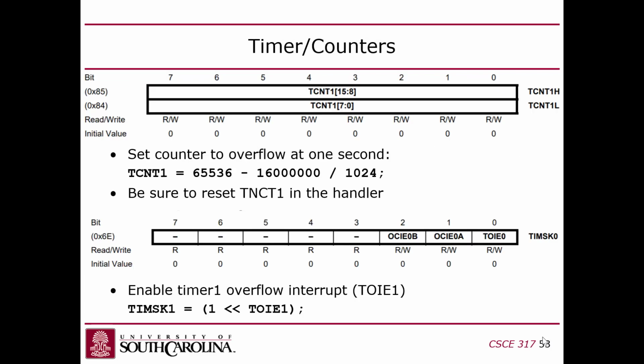That would be if you wanted to overflow at 1 second. You could initialize the counter. The counter is going to roll over after it gets to 65,536, back to 0. But you can pre-initialize it so it'll roll over after a second. There are 16 million clocks per second, but if you use the 1024 prescaler, you divide by 1024, and you subtract it from there. So you can initialize the counter so it rolls over at a certain amount of time. That's one way to use these things.